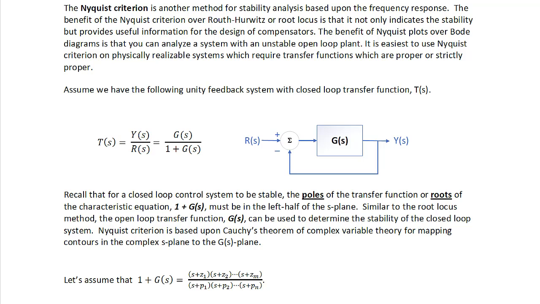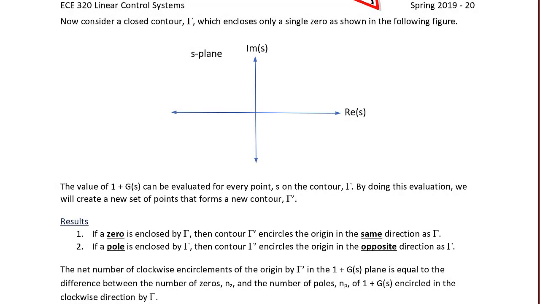Nyquist criterion is based upon Cauchy's theorem of complex variable theory for mapping contours in the complex s-plane to the G(s) plane. Let's assume that 1 plus G(s) is equal to (s plus z1)(s plus z2) and so on, divided by (s plus p1)(s plus p2) and so on. Now consider a closed contour gamma, which encloses only a single zero as shown in the following figure. The value of 1 plus G(s) can be evaluated for every point s on the contour gamma. By doing this evaluation, we will create a new set of points that forms a new contour gamma prime.